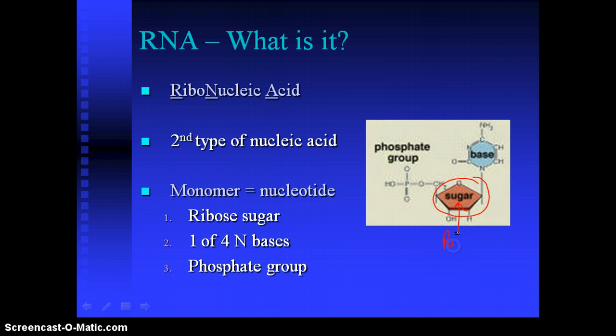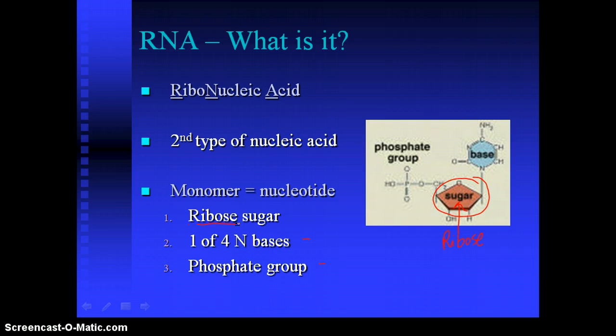Then it's made up of a phosphate group and one of 4 nitrogen bases. These two things are the same as DNA as far as what they're made up of. Here we do have one difference in the base, as far as the 4 types of bases, and then here we have this difference of ribose.